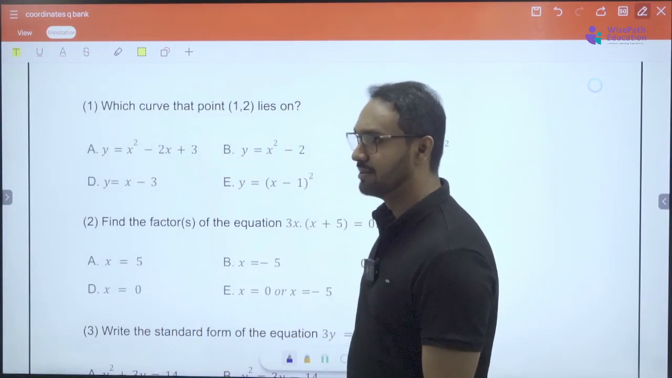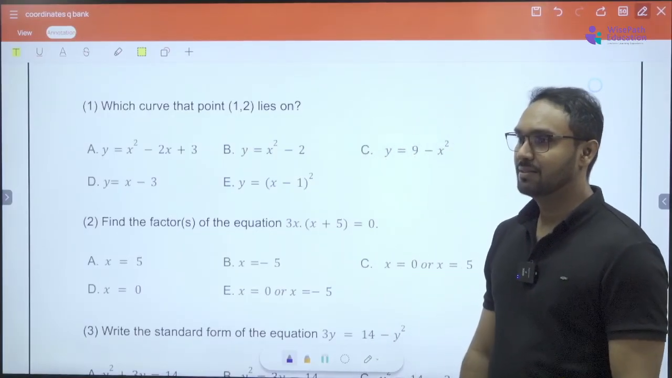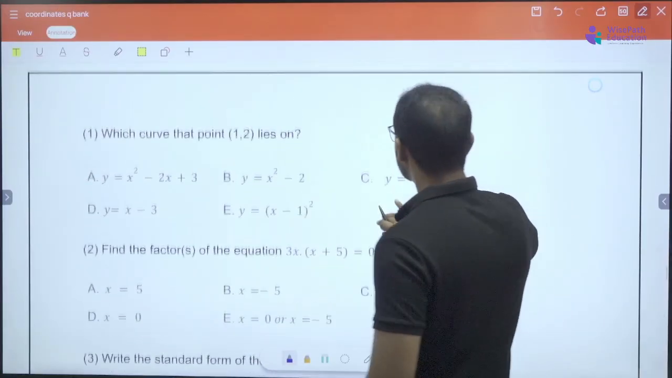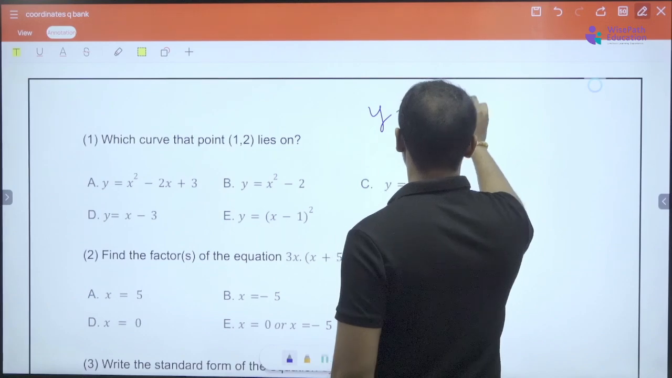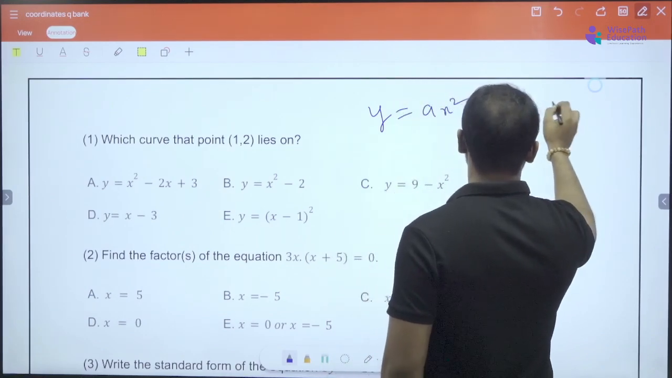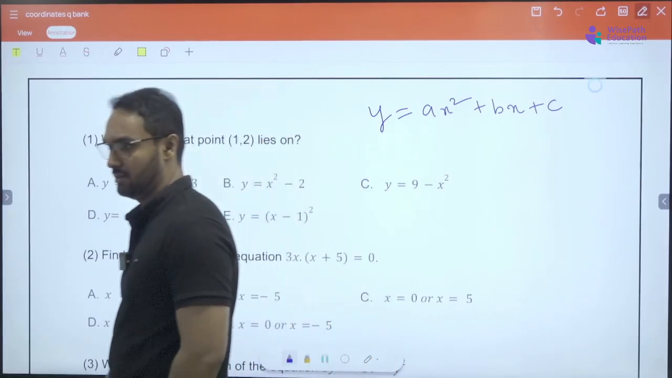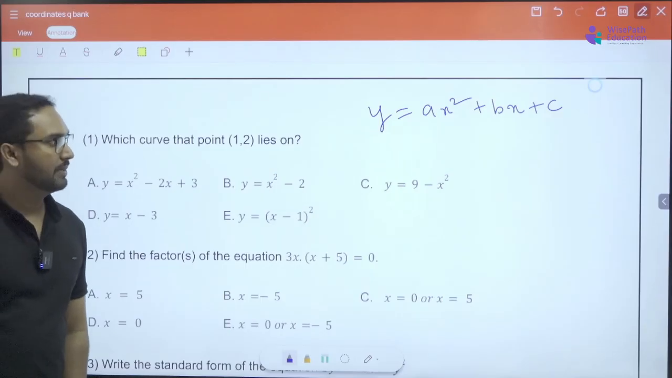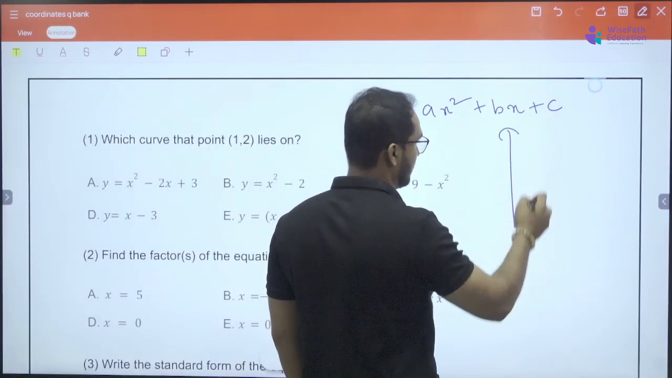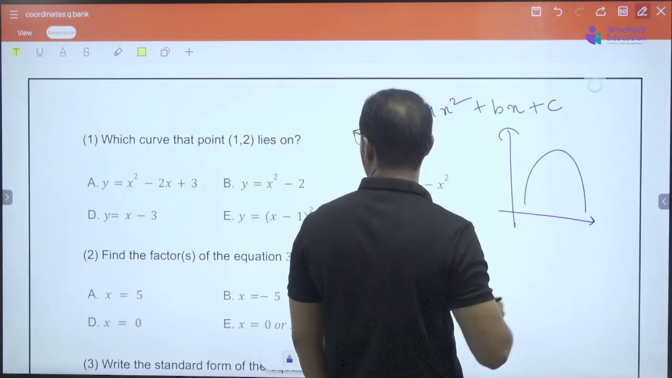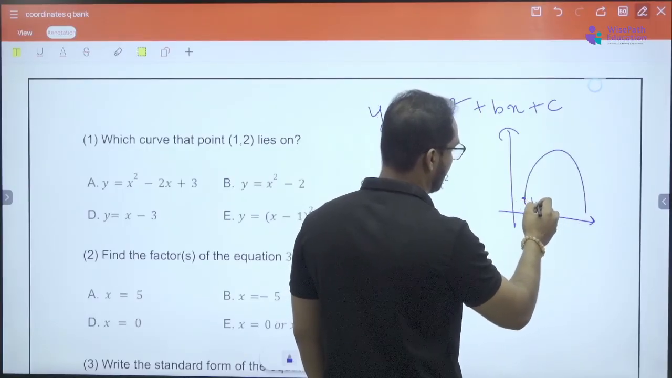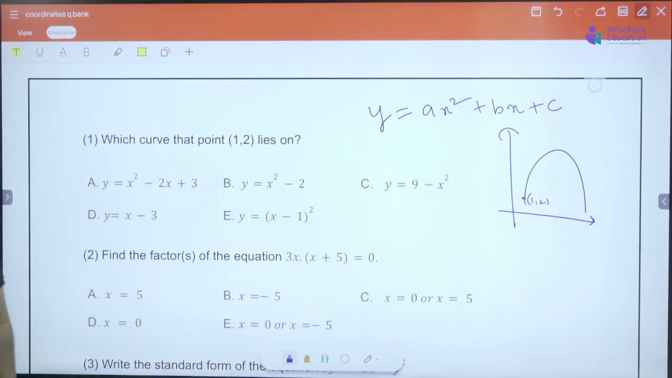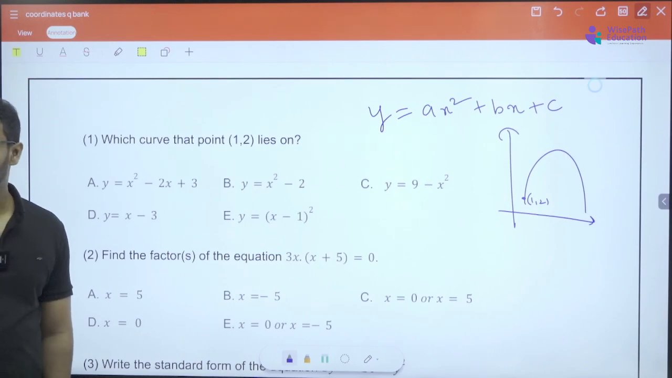නෑ මේ තියෙන quadratic function. y equals ax square plus bx plus c තමයි එතකොට common එක. y equals ax square plus bx plus c තමයි මෙයාගේ common formula එක quadratic function එකේ. එතකොට මේක යනවා which curve that point 1 and 2 lies. ඒ කියන්නේ මේක මොකක් හරි graph එකක point 1 and 2 තියෙන එකක් තියෙනවා. මෙන්න මේ 1 and 2 point එක හරහා යන graph එකේ equation එක මොකක්ද කියලා. How do you find it?